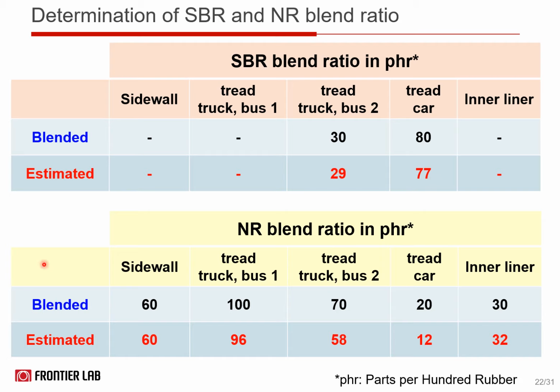Similar to SBR, the estimated value of NR was close to the blended value for all the samples. As can be seen from these results, the ISO method using Py-GCMS was able to estimate the blend ratio of tile lava.